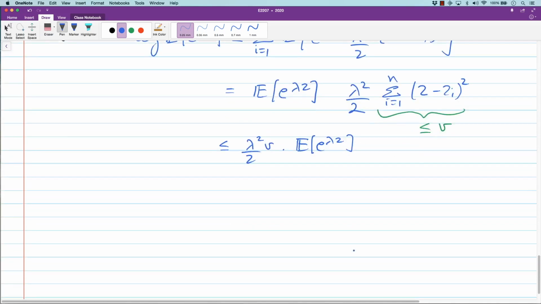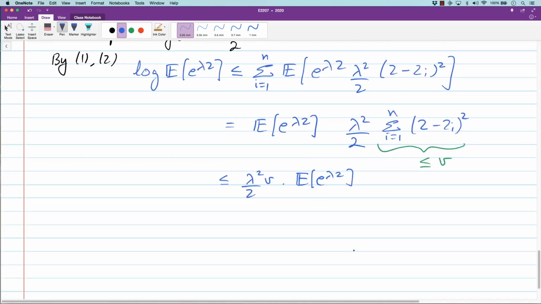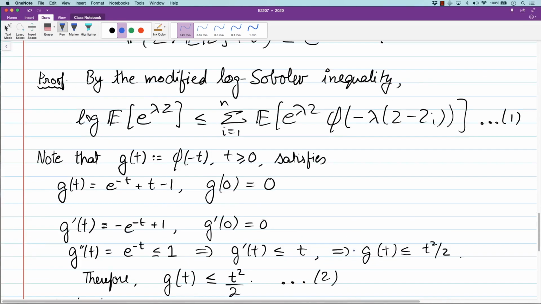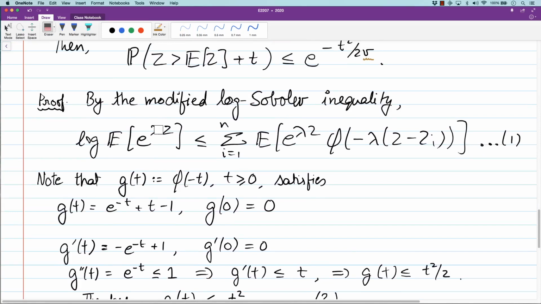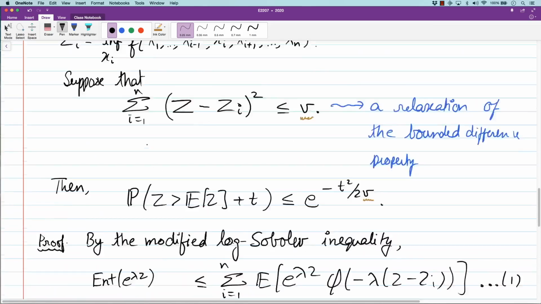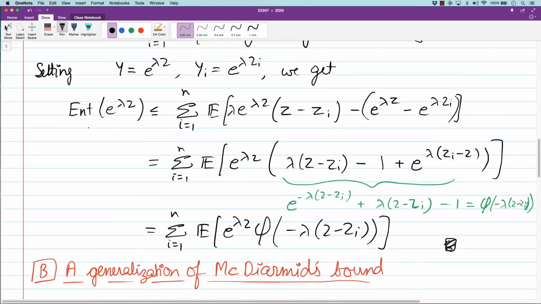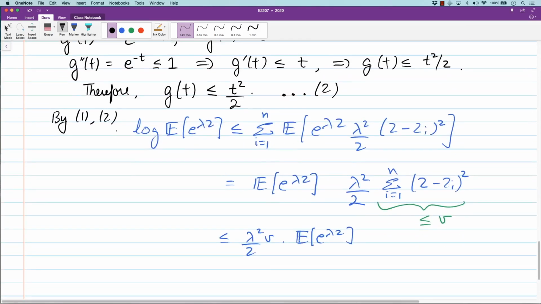Alright, so now we have a familiar bound. This is the bound for the entropy of e to the power lambda z. That's the bound that we derived, and that's what we need for the entropy method. We need a bound for the entropy of e to the power lambda z.